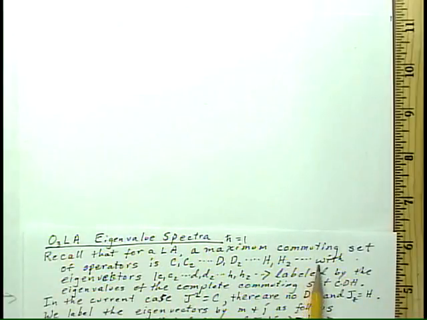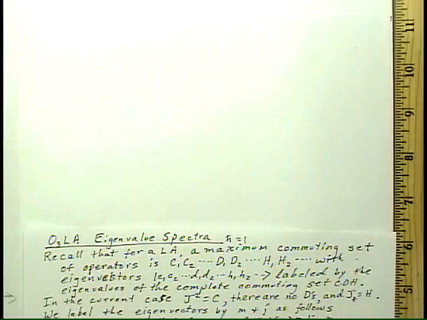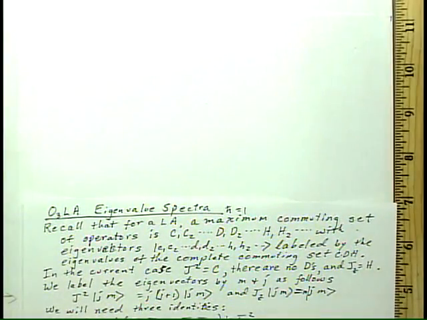Consequently, since all of these operators commute, we can look at their eigenvalues in lowercase letters as a small c1, c2, and so forth, d1 and d2, h1 and h2. And that labels all of the eigenvalues for a complete set of commuting operators with the c's, the d's, and the h's. In the current case that we're looking at, we only have one c, which is J squared. There are no d's, and Jz is equal to our H.